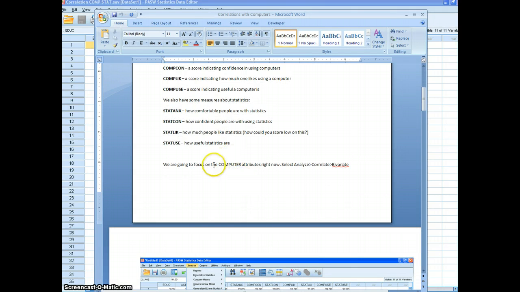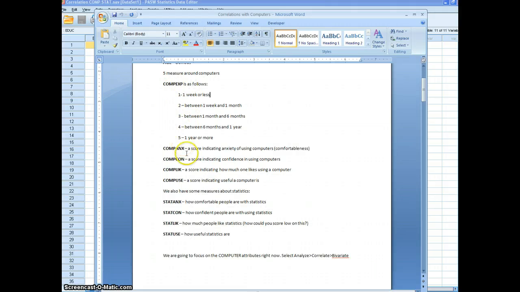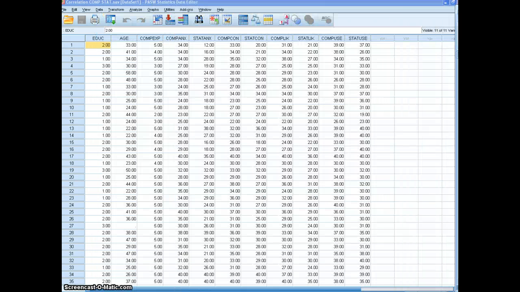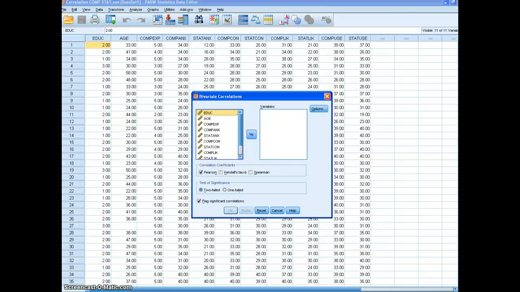So the first thing we want to do is see if these measures, computer experience, anxiety, confidence, like, and use, have any relationship with each other. To make that happen, you're going to click on Analyze, drop down to Correlate, select Bivariate. And then you simply want to move your computer measures from the left side to the right.